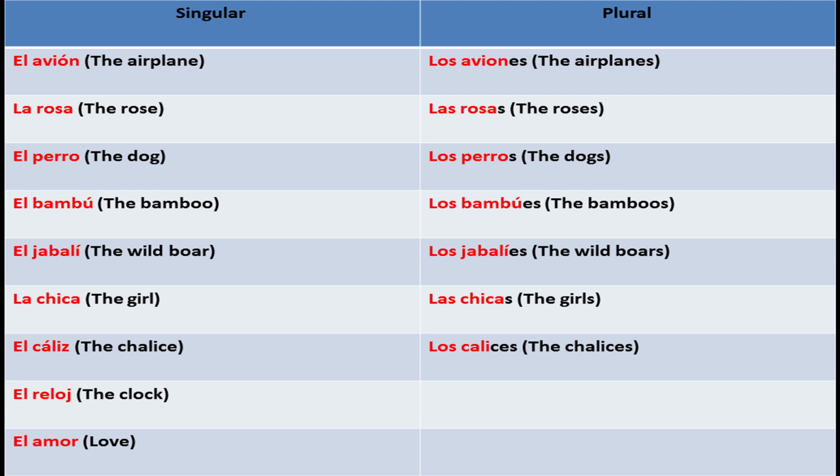El reloj. The answer is los relojes. The plural for words which end in consonants L, R, N, D, and J is just by adding an ES. El amor. And the last answer for today is los amores. Same rule as the previous one, as this word ends in a consonant R.